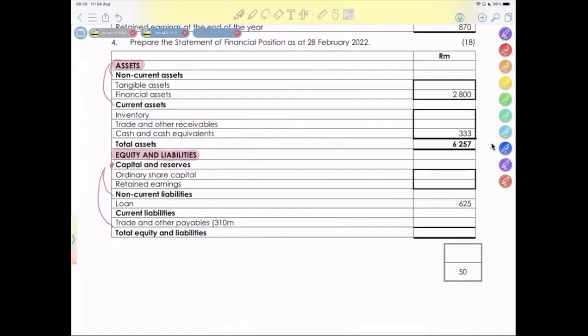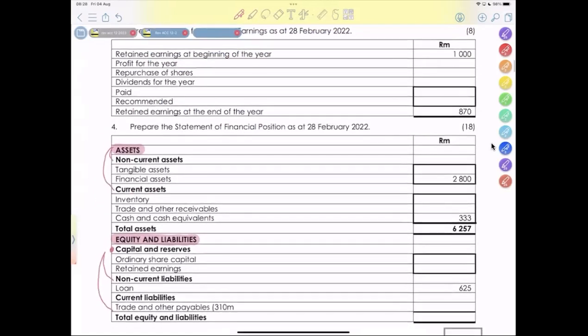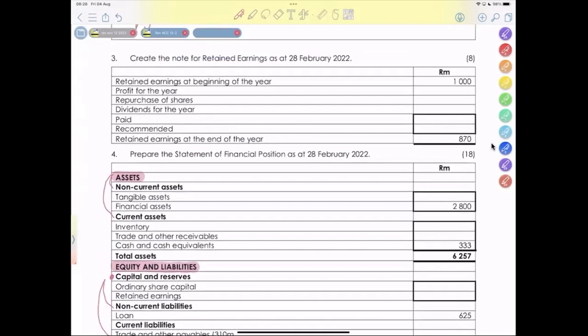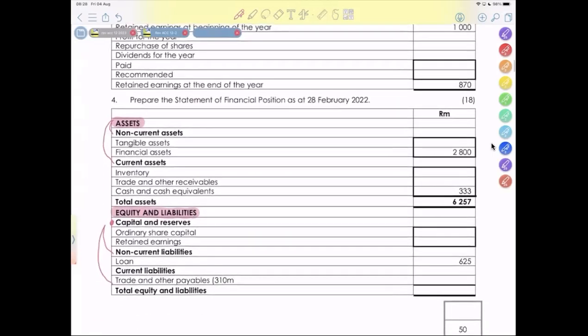You can see you've got some information given in here. Given the fact that we need to do a retained earnings note, I hope you realize that that 870 rand at the end of the year should feed into your actual retained earnings over here. And in fact, you can write it in right now because the retained earnings is given in note 3. Always keep in mind that your notes are simply explanations and calculations explaining the final amounts in the statement of financial position.